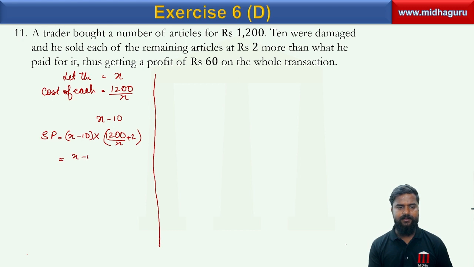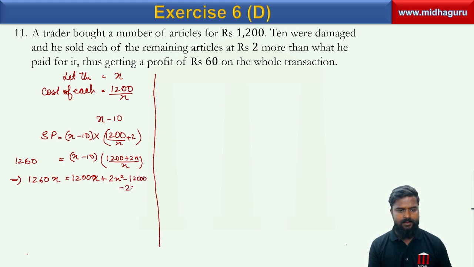So from here we'll get x minus 10 into 1200 plus 2x by x. And this SP is nothing but the cost plus the profit, that is 1200 plus 60 rupees profit. So now we'll solve this equation. We'll get 1260, we'll bring x to this side, it gets x is equal to x into 1200 is 1200x, plus x into 2x is 2x squared, minus 12,000 minus 20x. Bringing all to any one side of the equation, we get 2x squared.